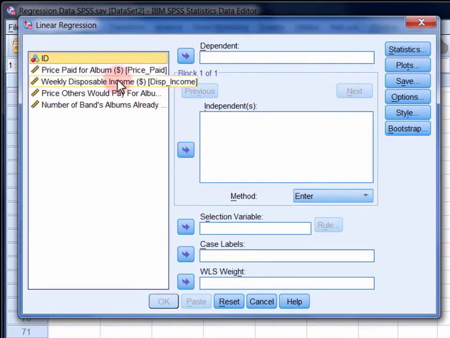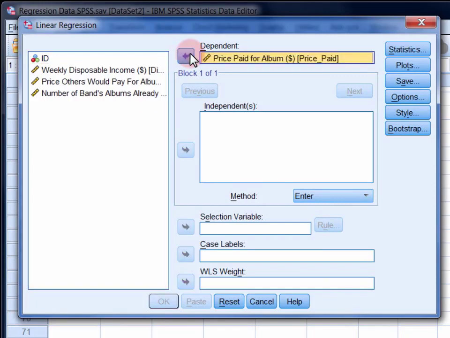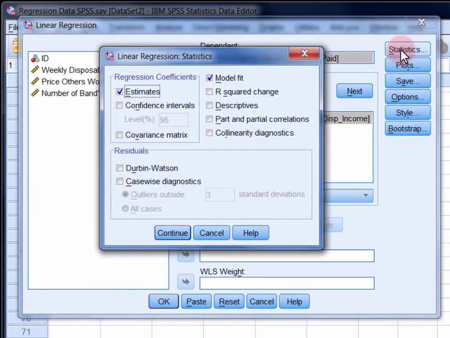Move the criterion variable, which is price paid for the album, into the dependent list, and move the predictor, which is weekly disposable income, into the independent list. In the statistics dialog, select confidence intervals and also descriptives, and click Continue.